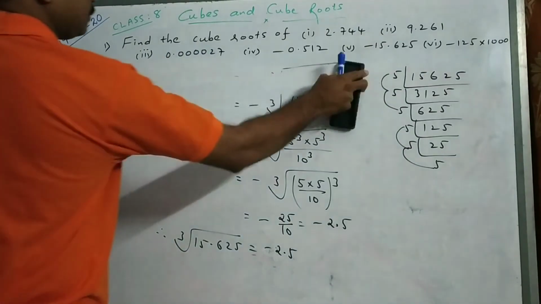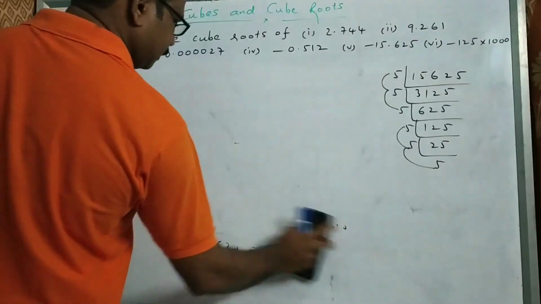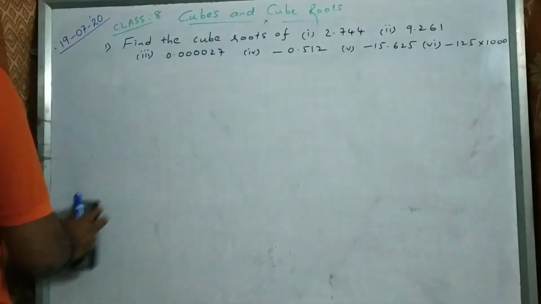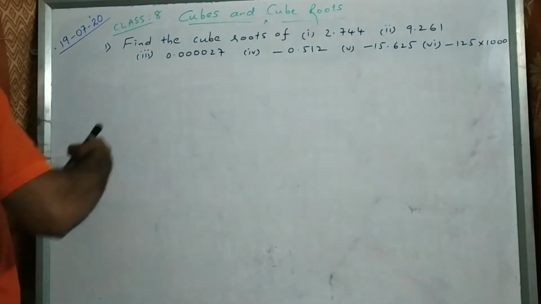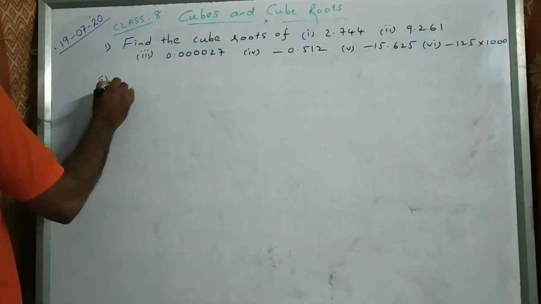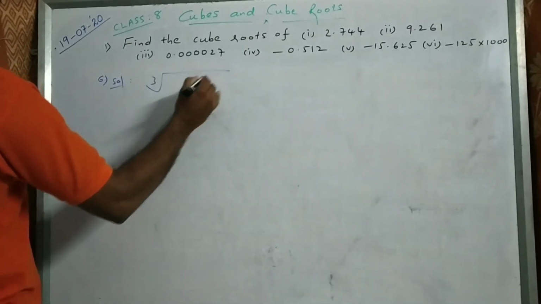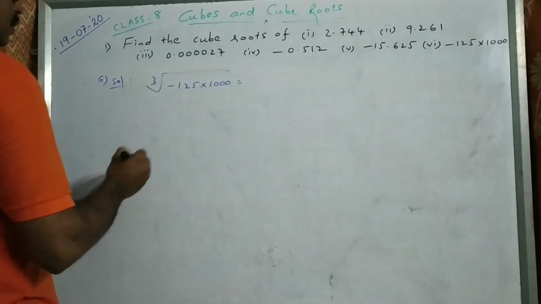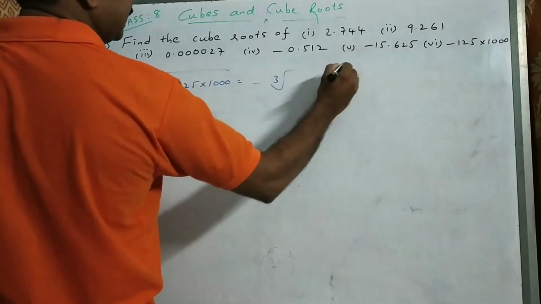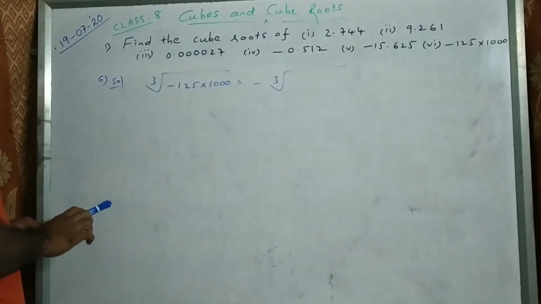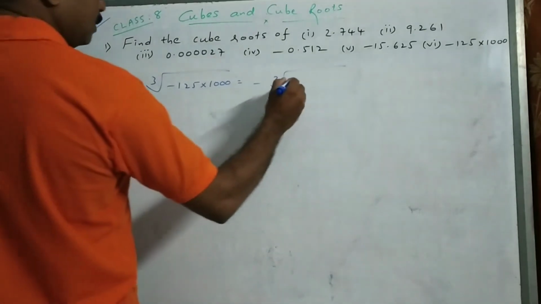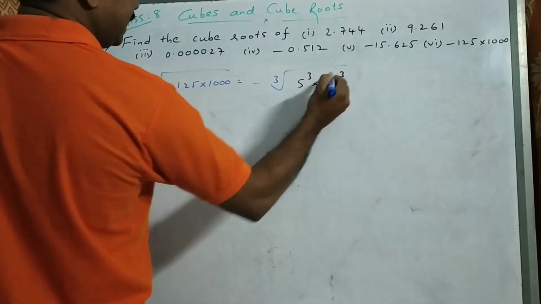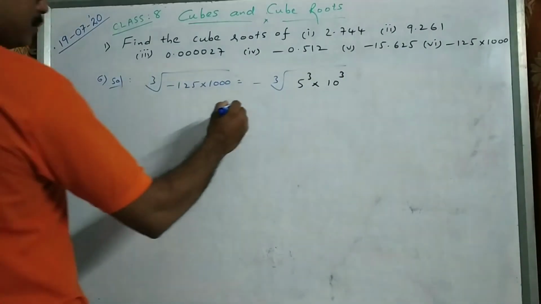Last one. Sixth one. Cube root of minus 125 into 1000. So put minus outside first, it is a negative number. So 125 can be written as 5 cube, 1000 can be written as 10 cube. Directly they are perfect cubes, right?